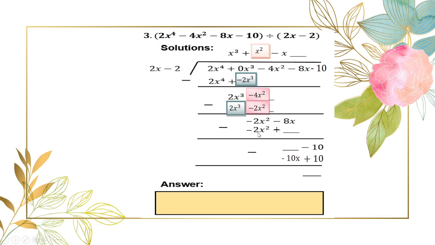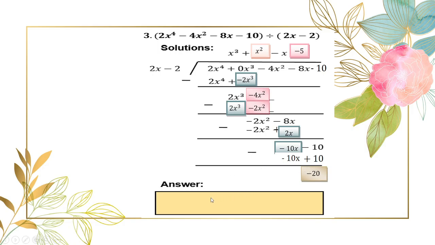2x times negative x is negative 2x squared. Negative x times negative 2 is positive 2x. Change the sign. Negative 8x minus 2x is negative 10x. Bring down negative 10. Negative 10x divided by 2x is negative 5. Negative 5 times 2x is negative 10x. Negative 5 times negative 2 is positive 10. Change the sign. Negative 10 minus 10 is equal to negative 20.